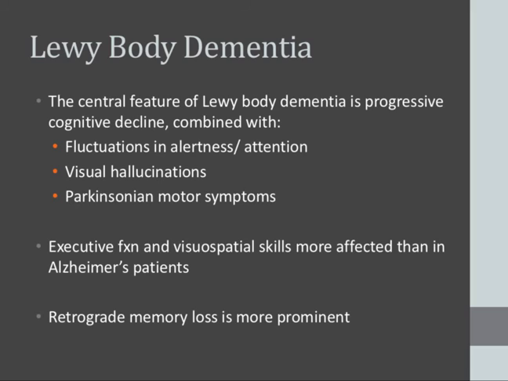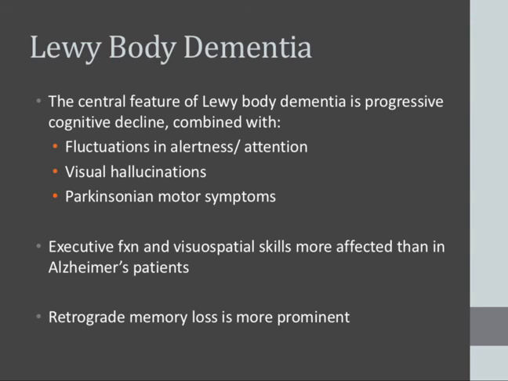Lewy body patients will also have some decline in executive function and visuospatial impairment that's more prominent than patients with Alzheimer's disease. So the memory deficit pattern in Lewy body disease is going to be different from that of Alzheimer's disease. Alzheimer's patients virtually always have anterograde memory loss as a prominent symptom early in the course of the disease, and anterograde memory loss is going to be less prominent in the Lewy body dementia.